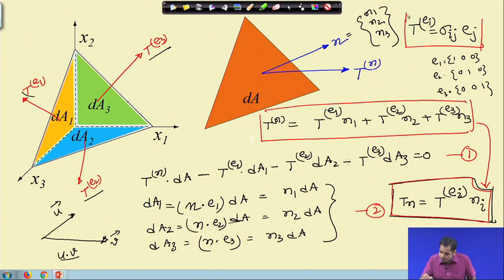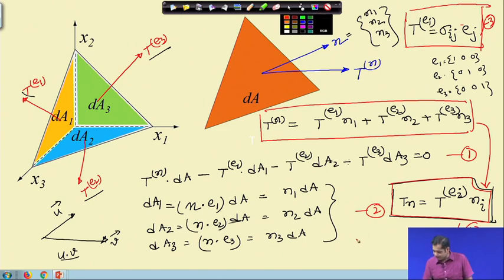So, we have two things here. One is Tn, which is written in terms of Ti, that is Ti ni. Then we have Ti, which is written in terms of sigma ij. So, if I take this as equation number 3 and this as equation number 4, and substitute this in this expression, what we get is Tn is equal to sigma ij ni Ej. This is a very important expression.